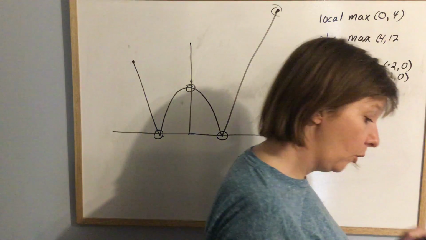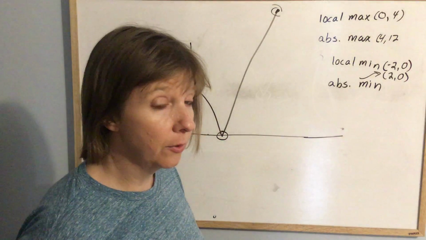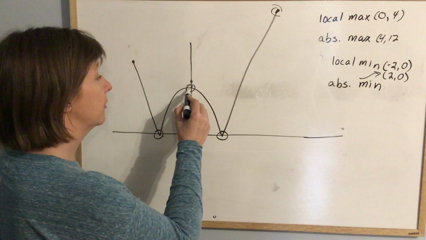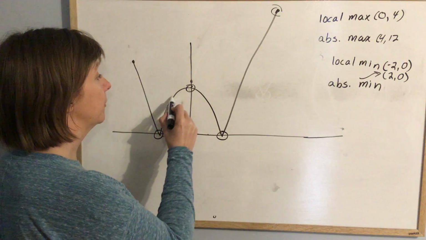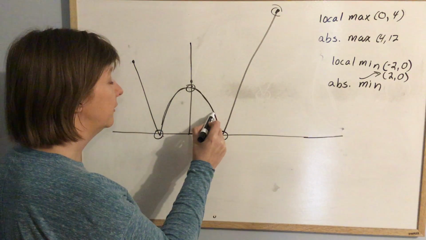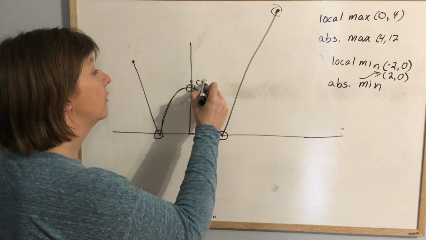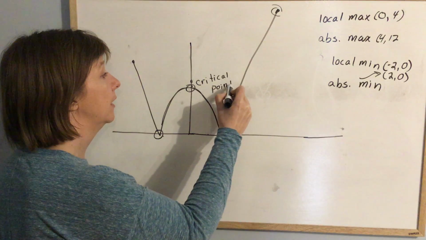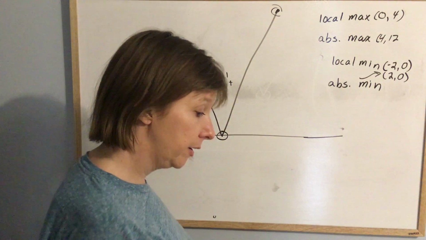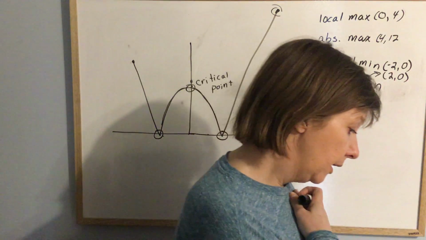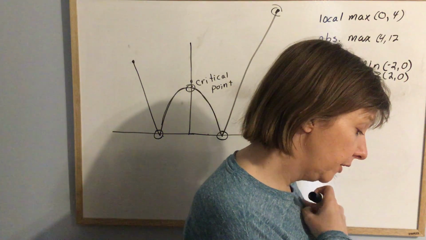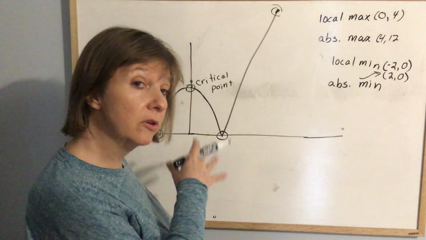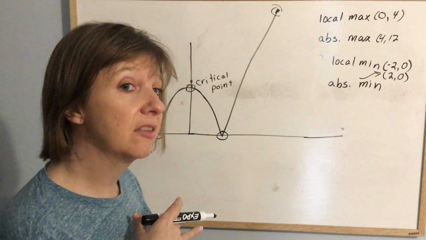At a local maximum, your graph changes from increasing to being decreasing. That is called a critical point, okay? It is called a critical point. A critical point happens when the derivative is equal to 0, and we did that in the last section.